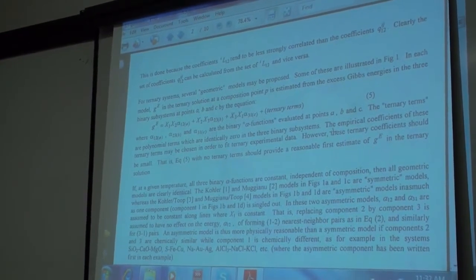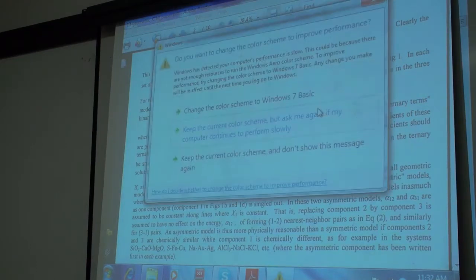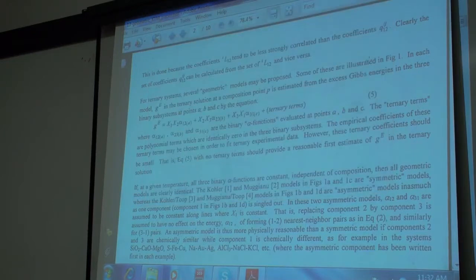First step might be to switch between Kohler and Kohler-Toop a bit. Sometimes you find that can fix things up quite a bit. Or then you want to look back at your binaries and ask, should we be using this model, or should we be using short range order or whatever.